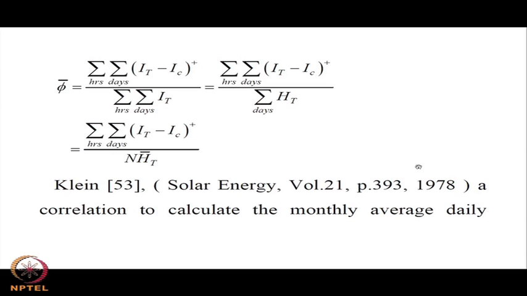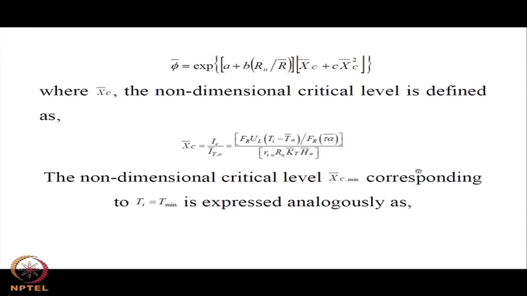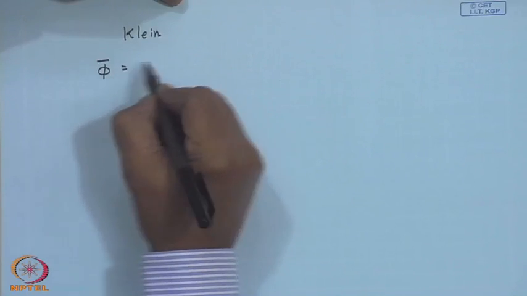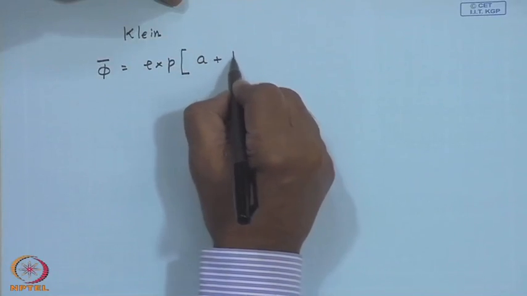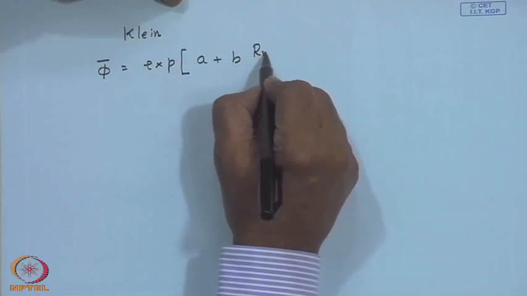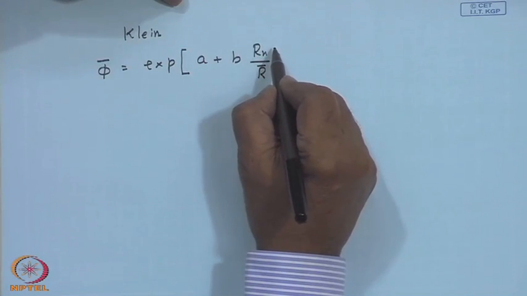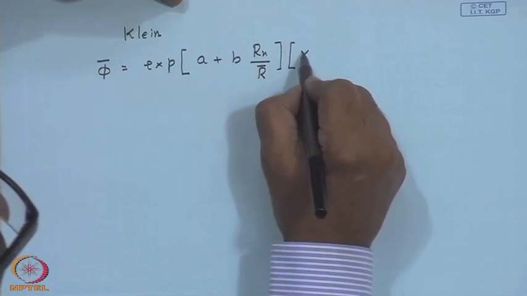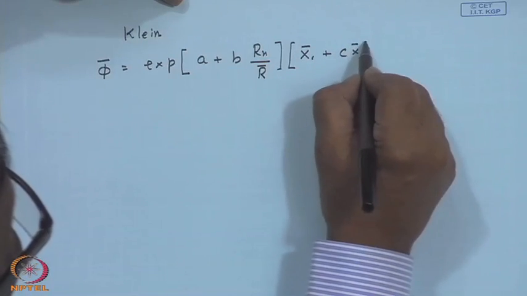So, this is the definition for the simple things. First, Klein has correlated the monthly average daily utilizability as exponential of A plus B R n upon R bar. I wanted to write down the relation first and then let us examine how satisfactory it is, and what parameters have been taken care of.